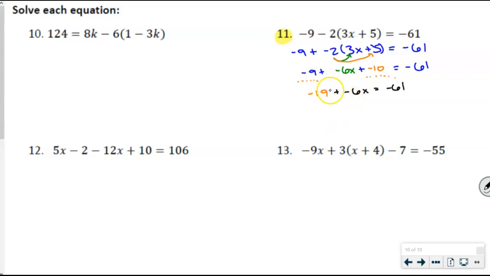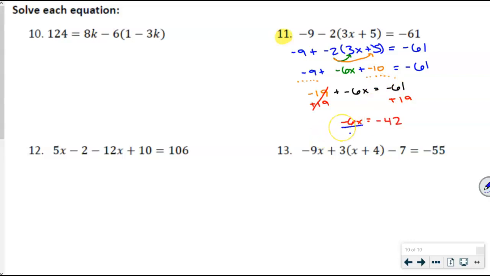This could be confusing. Plus a negative, how do I undo that? And we just need to remember, hey, wait a second, if we have negative tiles, we zero them out by having positives. So add 19 to each side. And we end up with negative 6x is equal to negative 61 plus 19. CJ? Negative 42.